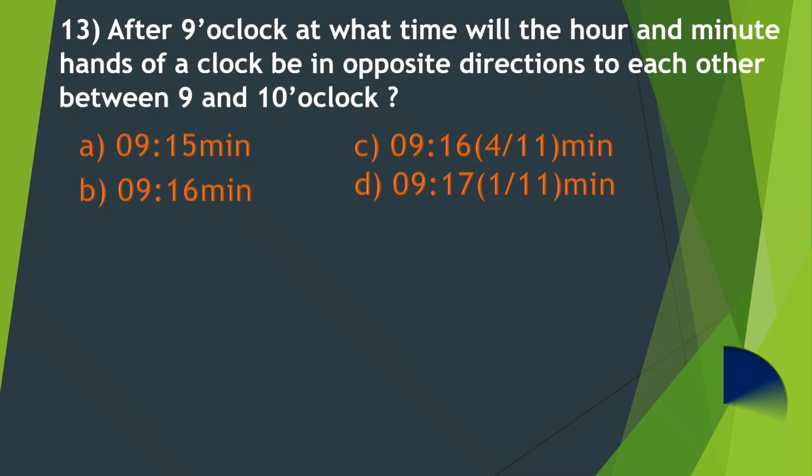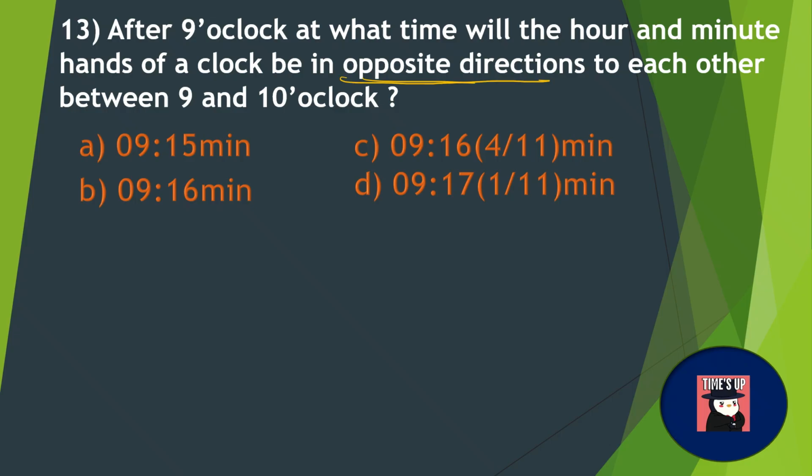After 9 o'clock, at what time will the hour and minute hands of a clock be in opposite directions to each other between 9 and 10 o'clock? Here they have not directly asked for a 180-degree angle. They have asked for opposite directions, so it is one and the same. Opposite directions means a 180-degree angle is asked between 9 and 10 o'clock.